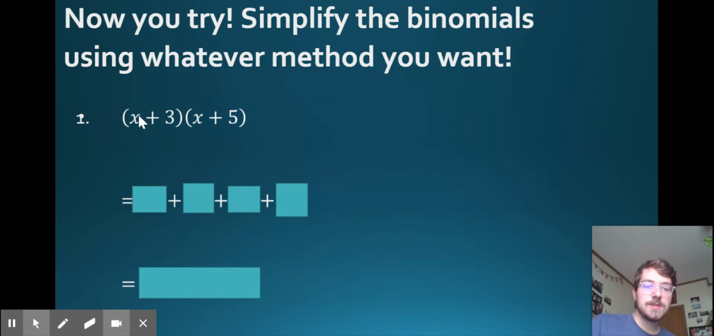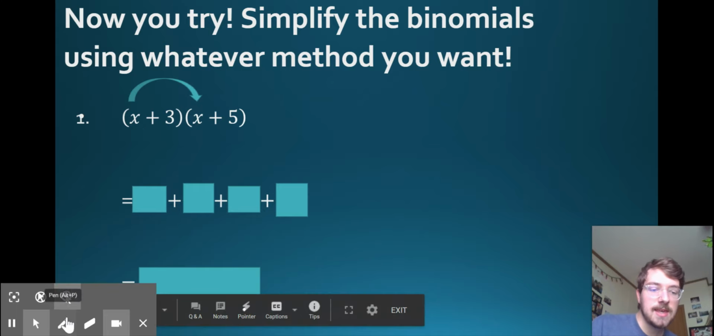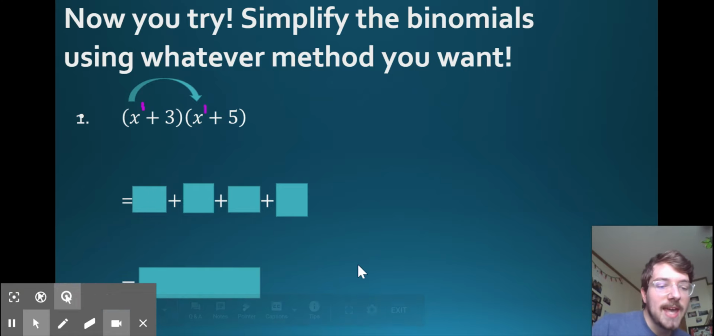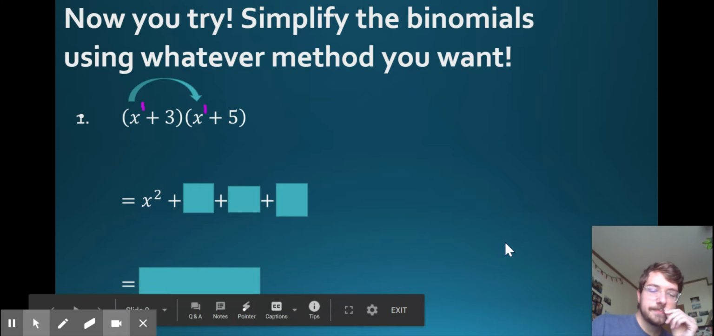So let's do this first one: (x plus 3) times (x plus 5). I have to do that first part, so x times x, and we know what's up with this one. I've got a 1 exponent and a 1 exponent, so that should be x to the 2 right there. Then I have to do x times my other term.